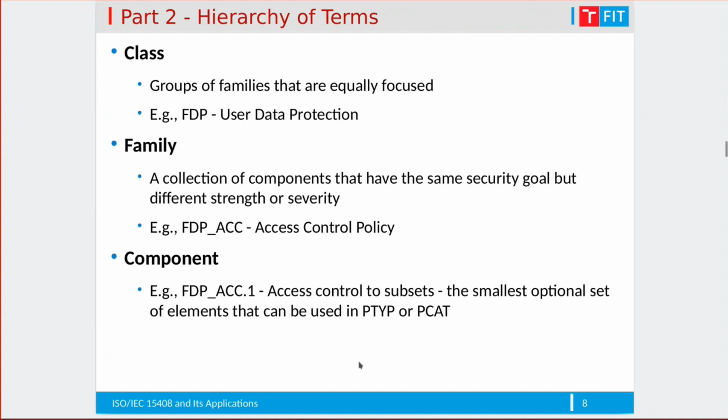Right, and then we have various terms which occur in the Common Criteria. A class is a group of families that are equally focused, like user data protection is an example, while a family is a collection of components that have the same security goal but may differ in strength or severity, like FDP_ACC, which is access control policy of this class FDP. And then below we have components which, for example, are access control to particular subsets, which is the smallest set of operational elements that can be used in a particular type of product or category of product.